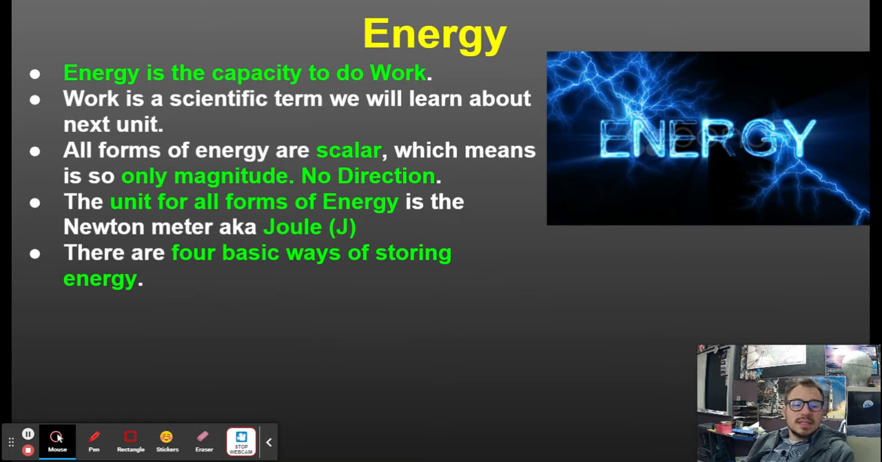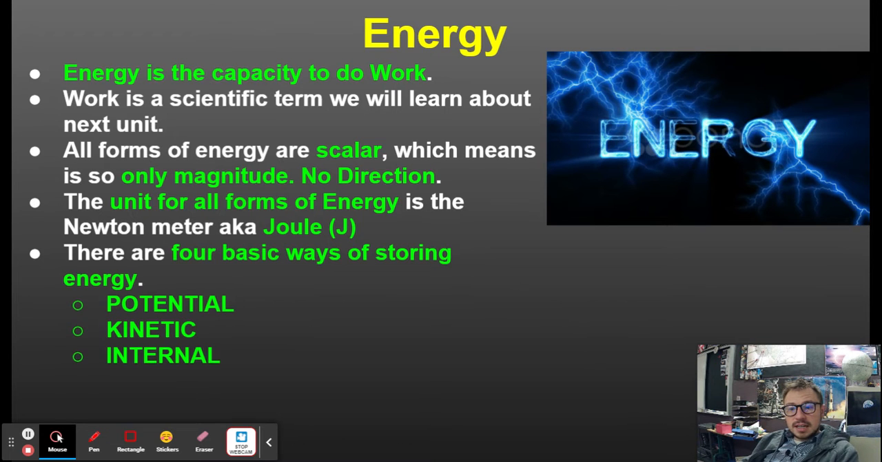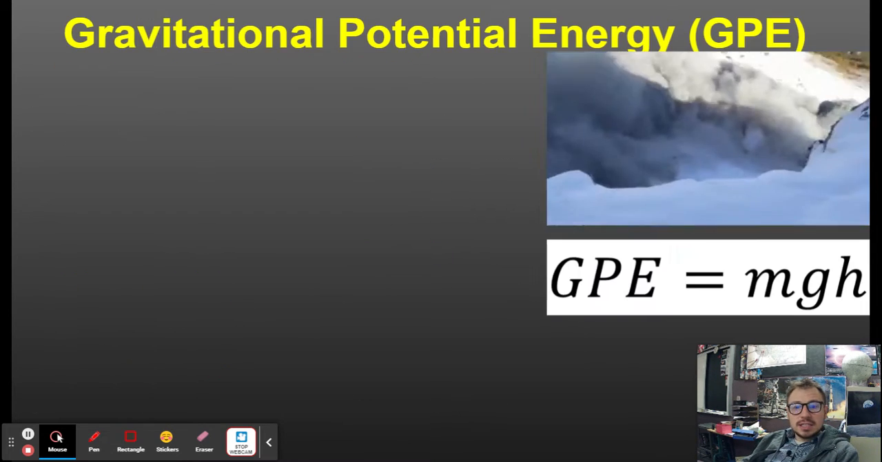Now, there are 4 ways of storing energy, and these are broken up even further, and we're going to make a chart that shows these. We have potential energy, kinetic energy, internal energy, and rest mass.